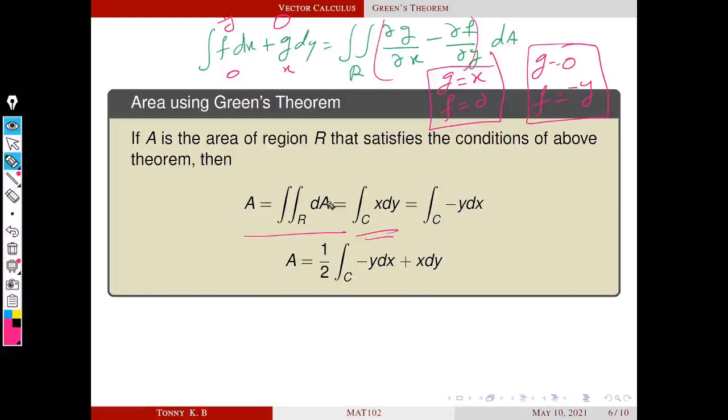Clear? Then by comparing these two formulas, we will get one more formula. This formula is also useful because area equals this one and area equals this one. The sum of these two formulas gives 2 times area equal to integral over C of x dy plus integral over C of minus y dx. We have to find area. So area equals 1 by 2 times integral over C of minus y dx plus x dy. So for evaluating area, we have 3 formulas using Green's theorem.